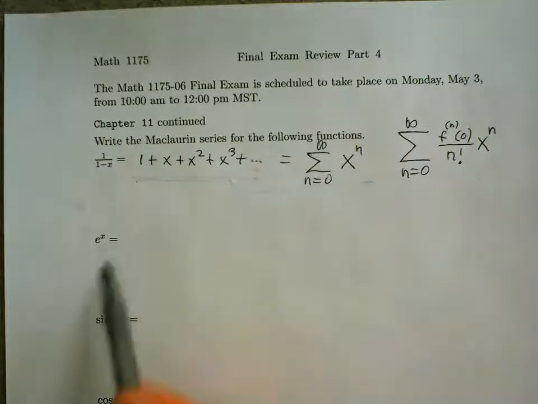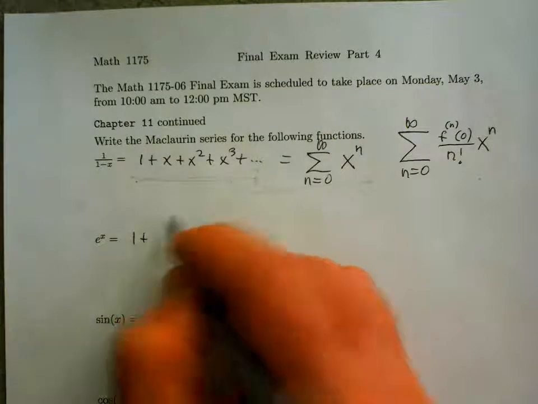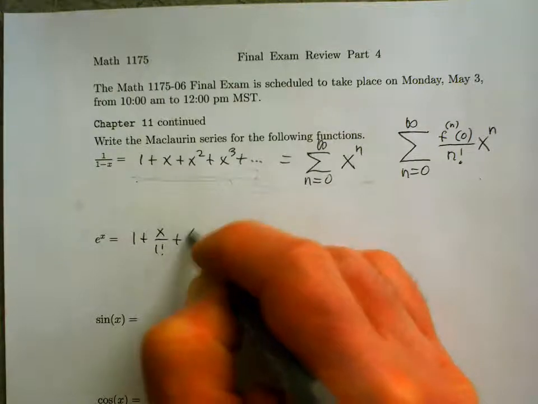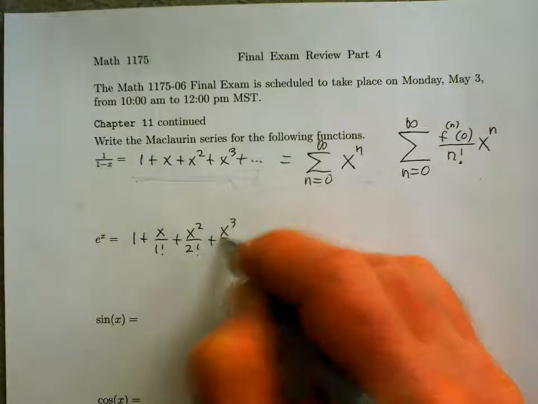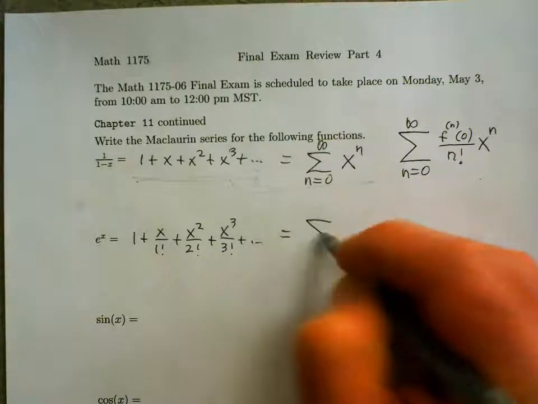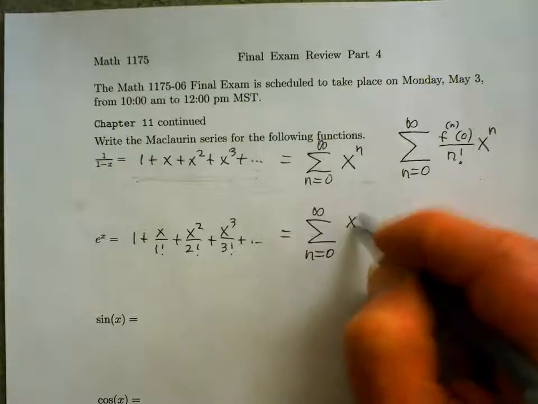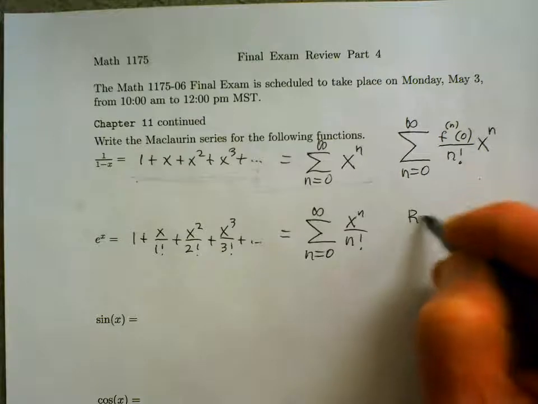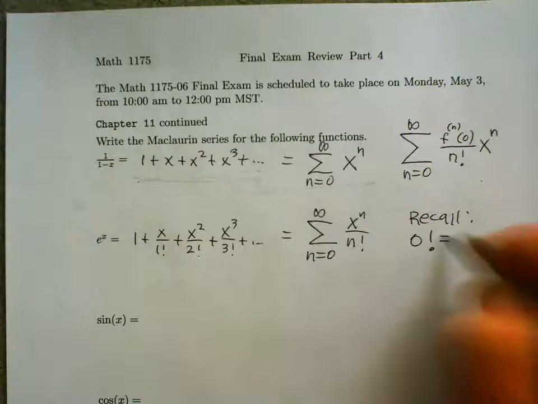The Maclaurin series for e to the x is 1 plus x over 1 factorial plus x to the second over 2 factorial, and so on. So in sigma notation, from n equals 0 to infinity, we just write x to the n over n factorial. And we recall that 0 factorial is just defined to be 1.